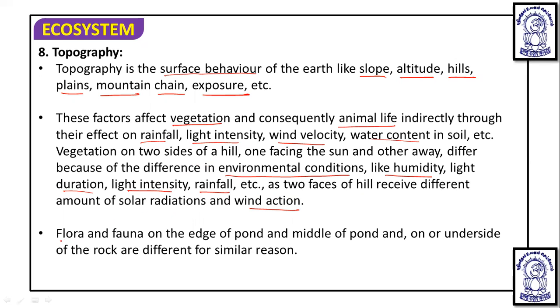Now the flora, that is the different plants, and the fauna, that is the animal life, on the edge of the pond, in the middle of the pond, and on the underside of the rock are different for similar regions. Because in the middle of the pond, you will see that the water content is more, so aquatic plants and aquatic organisms will grow more. But on the edges, somewhat terrestrial conditions get developed, so the animal life can grow easily. So all these are the abiotic components or abiotic factors which are part of the environmental conditions.